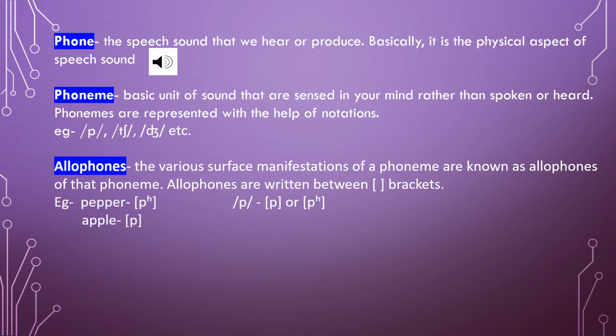Now the other word is apple, where the p sound undergoes no variation or change. You'll notice that the p sound in pepper and the p sound in apple are different. There is a slight variation. Indeed, they are a single phoneme p, but there is slight variation in the pronunciation. So these are the allophones of the phoneme p. So basically, phone is the sound, phoneme is the notation for the sound, and allophone is the little variation in the sound of a phoneme.